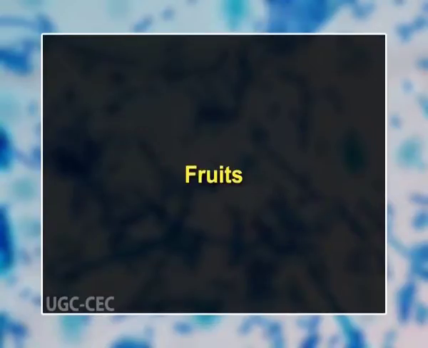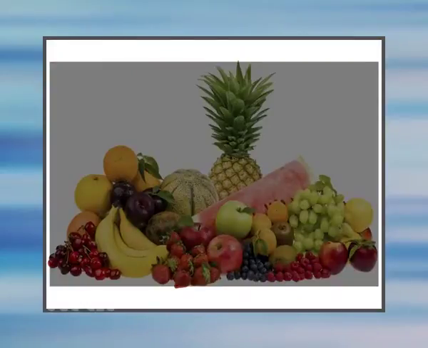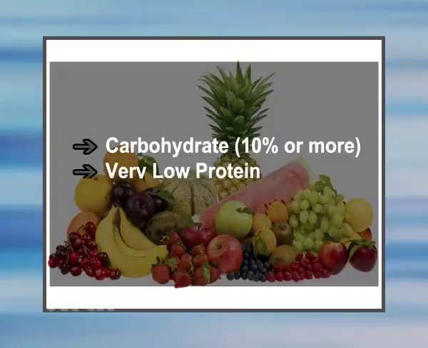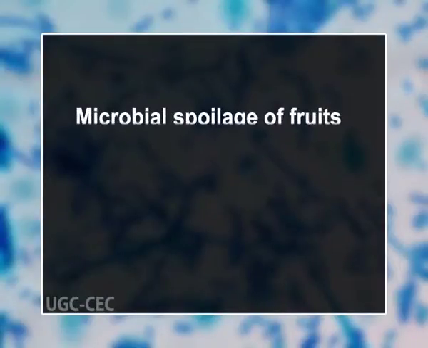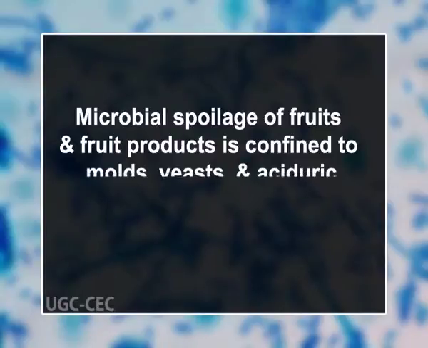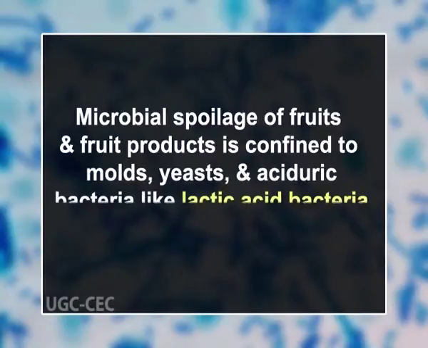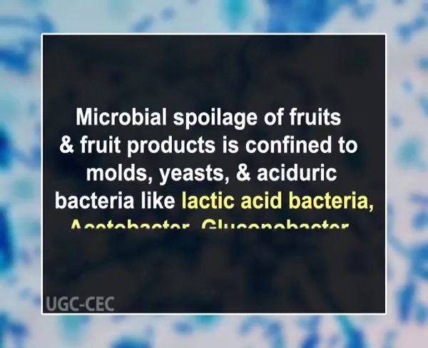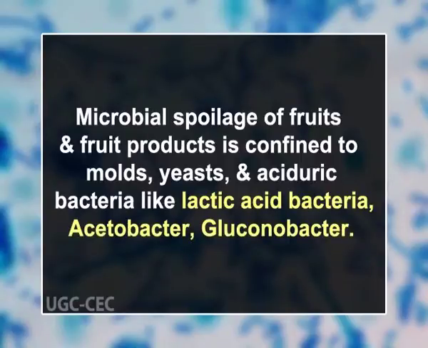Now coming to fruits. Fresh fruits have high carbohydrate content, 10% or more, very low protein, but have pH 4.5 or below. Thus, microbial spoilage of fruits and fruit products is confined to molds, yeast, and acidic bacteria like lactic acid bacteria, Acetobacter, Gluconobacter. Like fresh vegetables, fresh fruits are susceptible to rot by different types of molds.